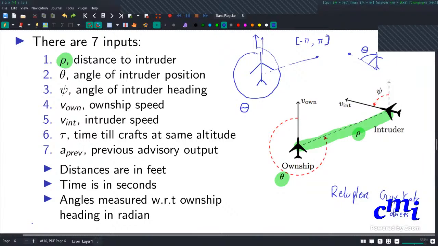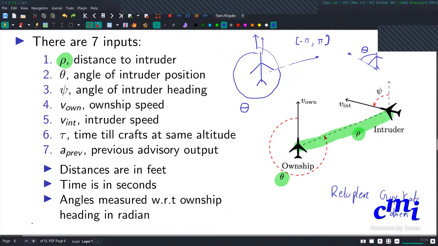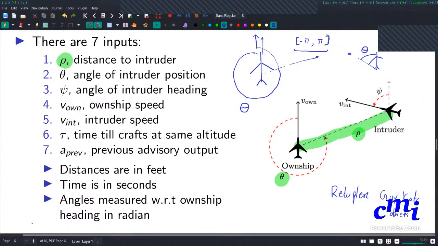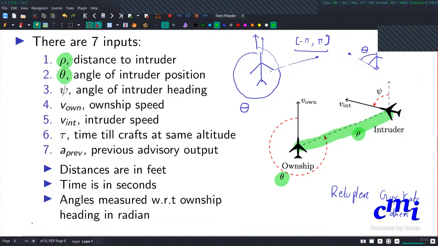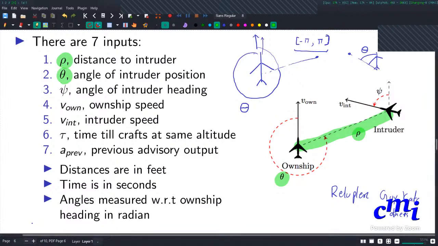So one way to remember might be that you just measure it in the anti-clockwise direction from the direction in which you're traveling, and then you'd get an angle from 0 to 2 pi. You convert that to an angle from minus pi to pi, right? So these are the two inputs: the distance to the intruder and the angle of the intruder. And these two together give you the exact relative position of the intruder to your aircraft. So far so good.